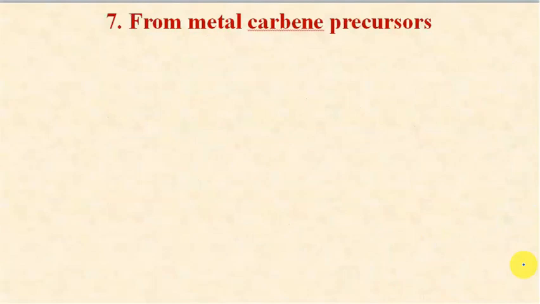The next method is from metal carbene precursor complexes. Meaning in this case there is already a metal carbon double bond, but we will just change the substituents which are present on the carbene carbon atom. Now consider the example.